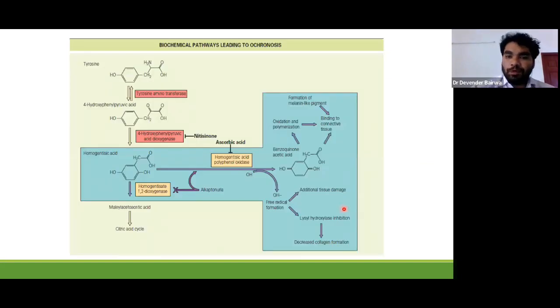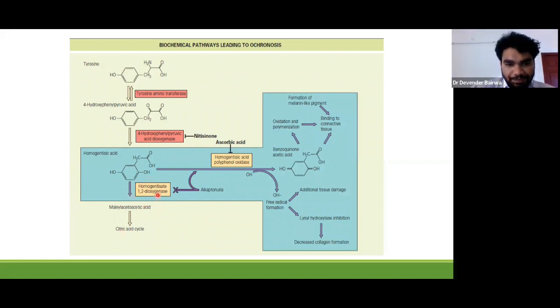Before going further, let's see a little bit of the biochemistry involved. Tyrosine, which is formed from phenylalanine, with the help of tyrosine transaminase is converted into 4-hydroxyphenylpyruvic acid. This 4-hydroxyphenylpyruvic acid will be converted with the help of a dioxygenase into homogentisic acid. And this homogentisic acid is further handled by a dioxygenase, which leads to formation of maleylacetoacetic acid, and it will go to the citric acid cycle. This is how tyrosine is handled.